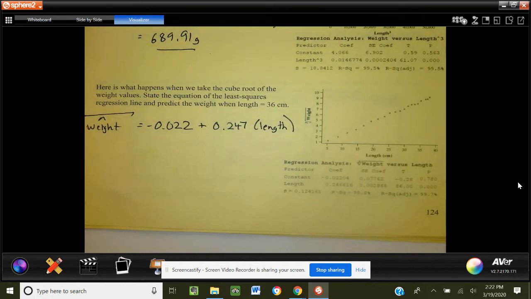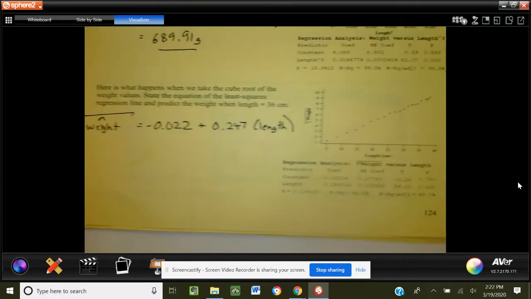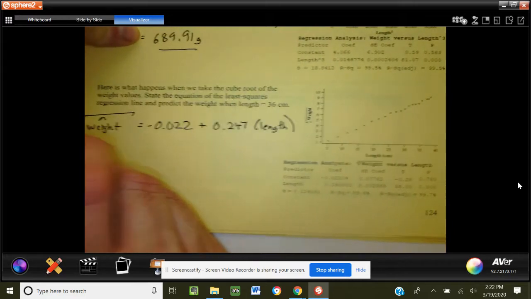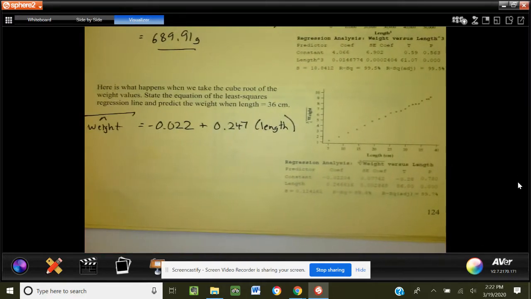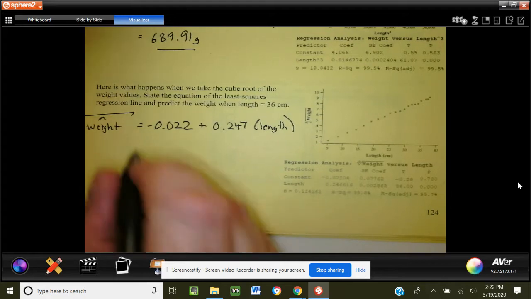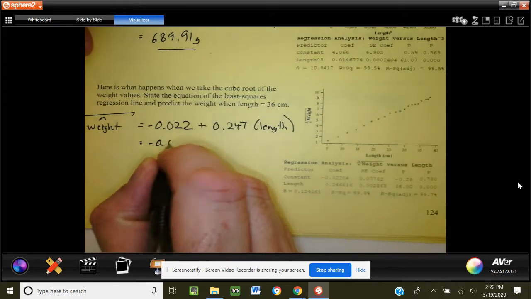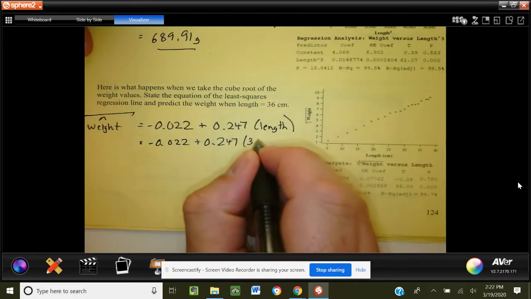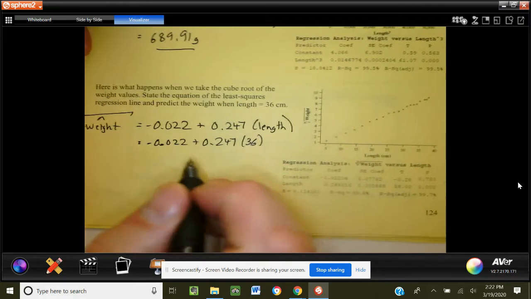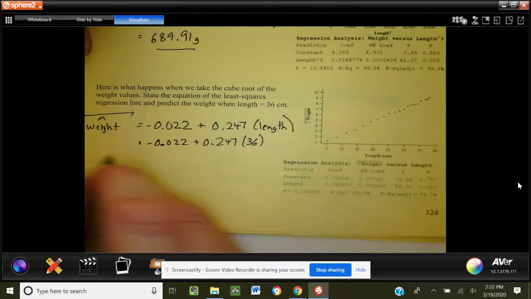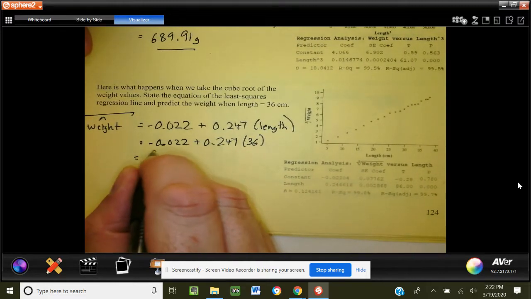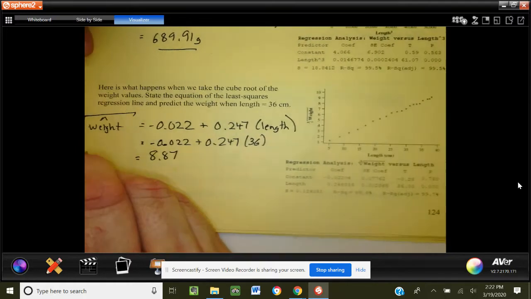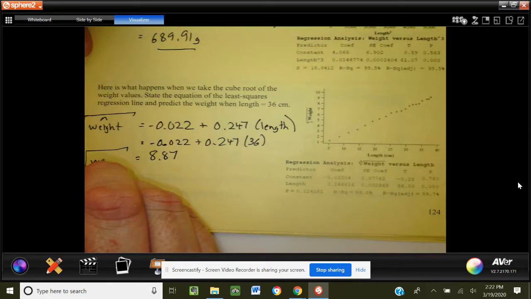Let's try to predict the weight when the length is 36 again. Well, if I'm going to do that, then we'll plug in 36 for the length, 36 centimeters. If I do the math there, then the cube root of predicted weight is about 8.87. So if I want to solve for weight, then I just have to cube both sides, right?